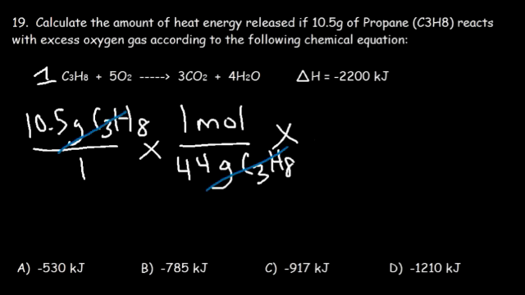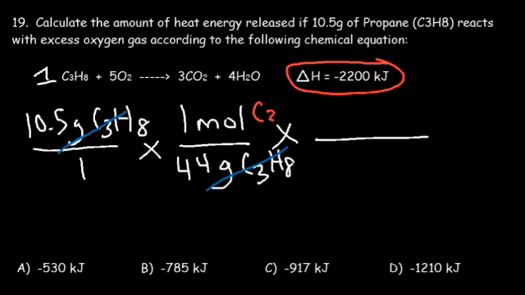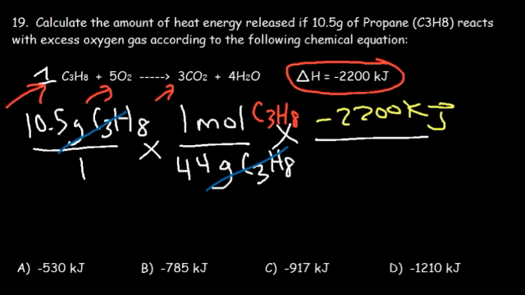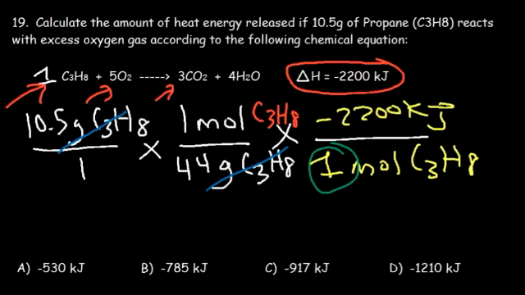Now, in a thermochemical equation, you can convert moles into kilojoules by using this number with the balanced equation. Now, since we want to convert moles of C3H8 into kilojoules, we need to use this coefficient. If we had oxygen, we would use 5. If we had CO2, we would use 3. So 2200 kilojoules will be released for every 1 mole of propane that burns in this reaction. So we get this number from the balanced chemical equation.